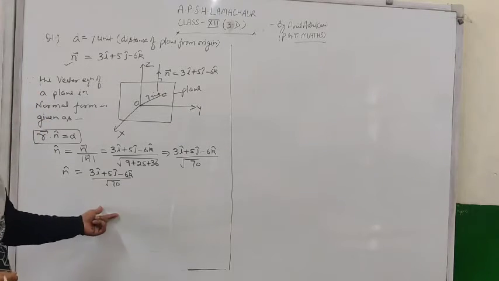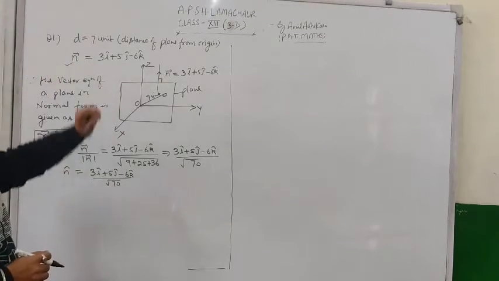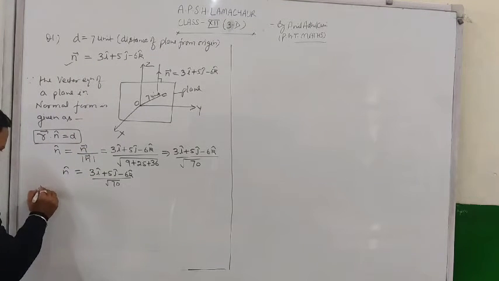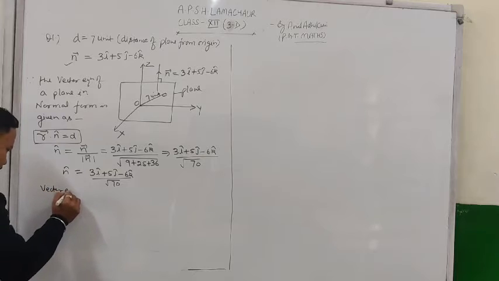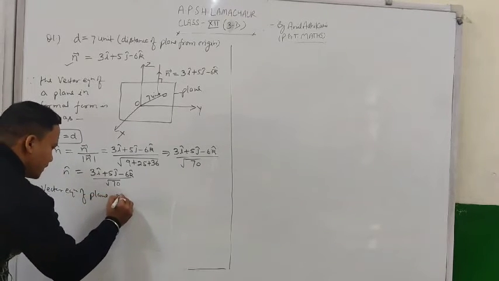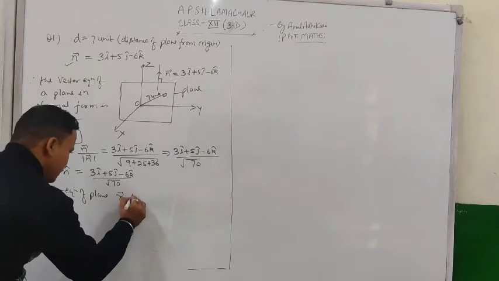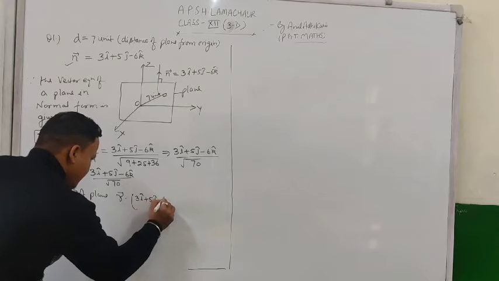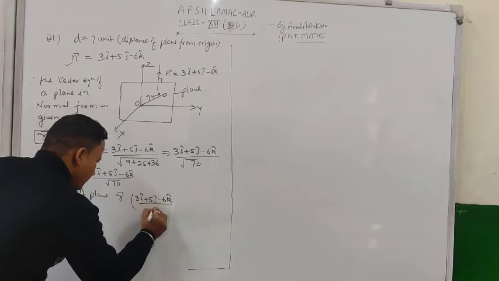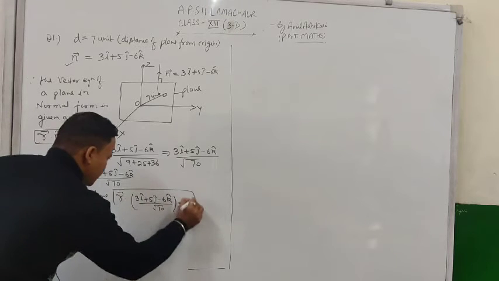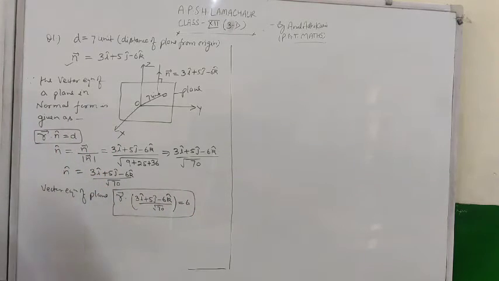Now this is the unit vector, and the distance we have already been given, 7 units. So the required vector equation of the plane will be r vector dot n cap, where n cap is 3i plus 5j minus 6k divided by root 70, is equal to 7. This is the required vector equation of the plane.